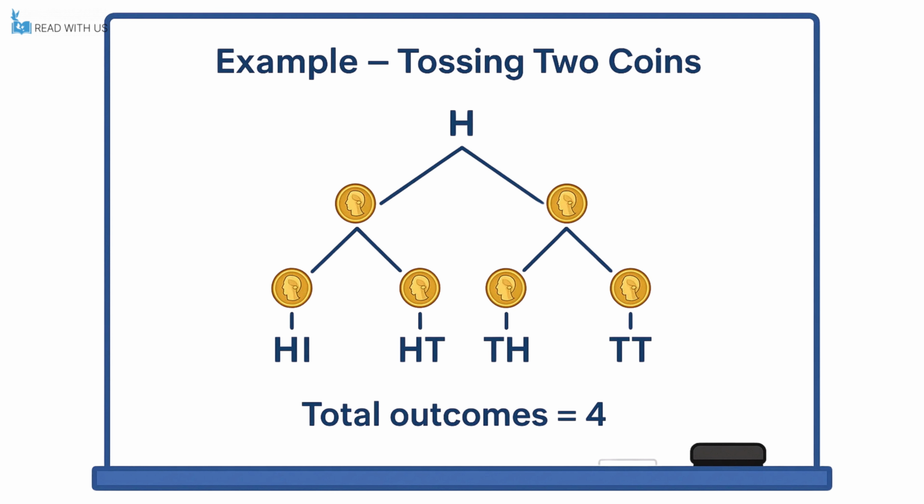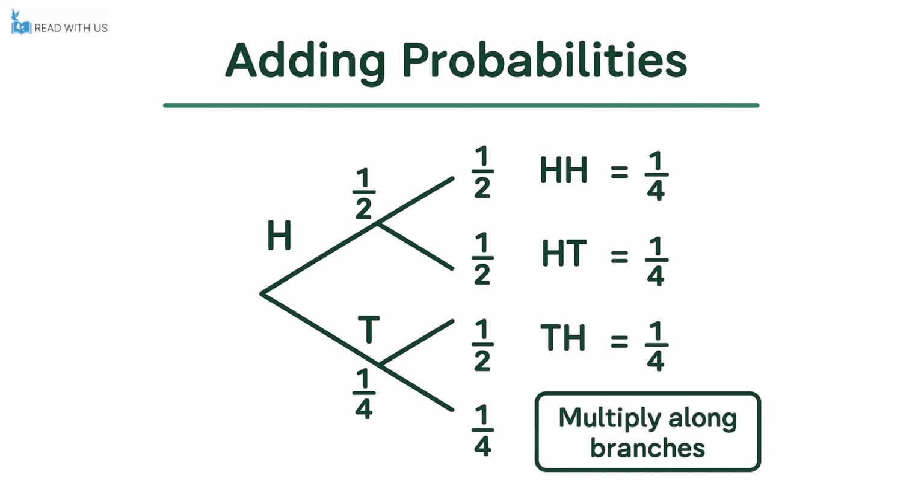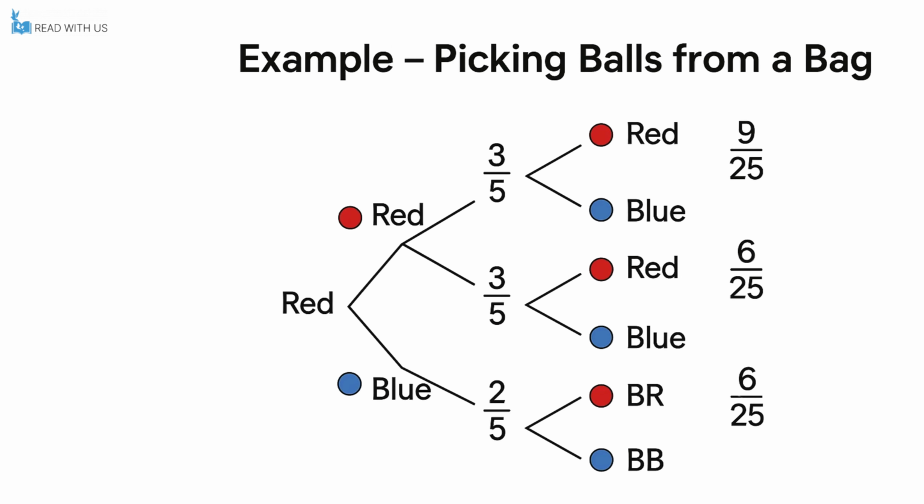You start from one point, then branch out for each outcome. Each path from start to end represents a single combined outcome. Now, each branch can also show probabilities. If the probability of getting heads is 1/2 and tails is 1/2, we can label each branch with these values. To find the probability of a combined event, we multiply along the branches. For example, the probability of getting 2 heads, P(HH), is 1/2 × 1/2, or 1/4. Let's look at another example.